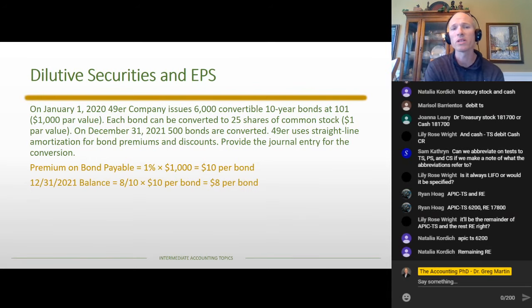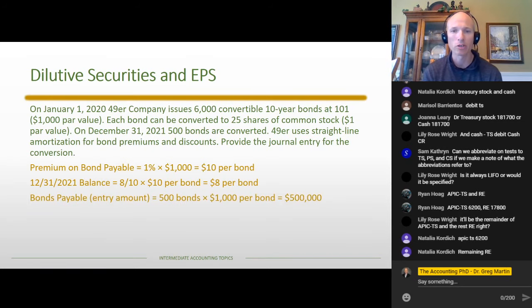So we have to think about, well, what is the balance on December 31st, 2021 when this conversion takes place? Well, you would have been amortizing that premium, and so it would have been amortized in 2020 and then throughout the year in 2021. So there would have been the amortization of the premium for 2 years, which means that there are 8 years left on the balance. If the total balance is $10 and I still have 8 years remaining, the balance per bond is going to be 8/10 of $10, or $8 per bond. And so that's the balance in the account per bond.